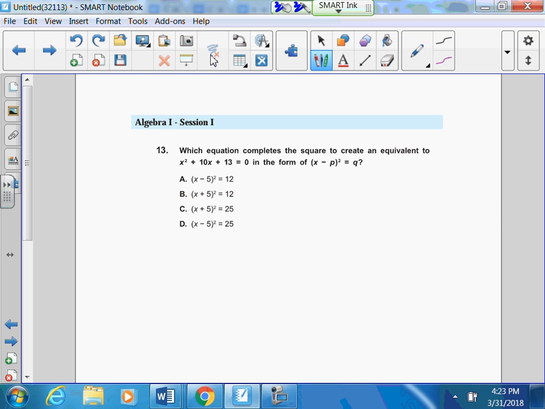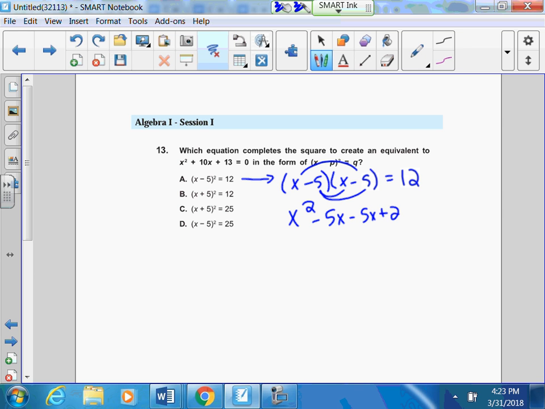Now, another way you could do this is you could take each answer and FOIL it out. So let's just say I take this and FOIL it out. It'd be x minus 5, x minus 5, and then equals 12. X times x, and then this is going to be negative 5x. That's negative 5x. And this is plus 25 equals 12. Then you have x squared minus 10x, and then plus 25 equals 12.